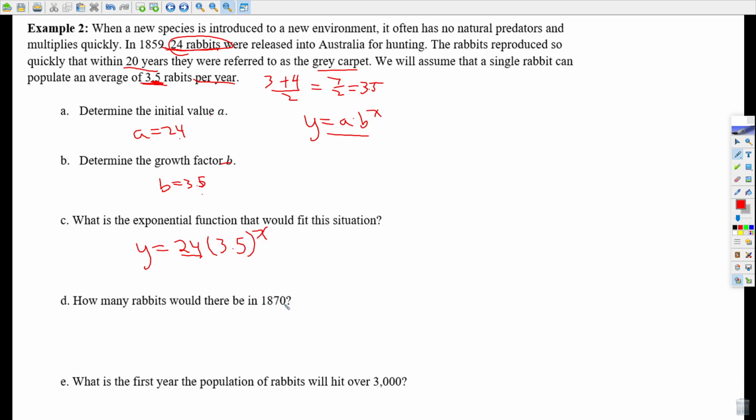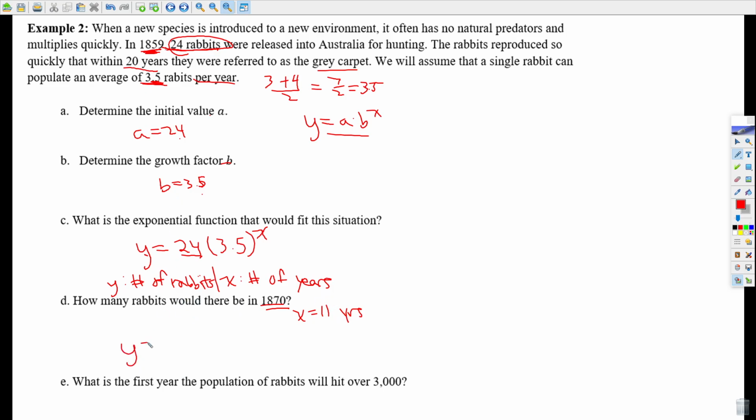All right, how many rabbits would there be in 1870? So really we have x is going to be number of years, and y is going to be number of rabbits. So we have the number of rabbits over here, and then this will be how many years it's been since they introduced the 24. So we're going from the original entrance, 1859, to 1870. That would be 11 years. So our x value is going to be 11 years, right?